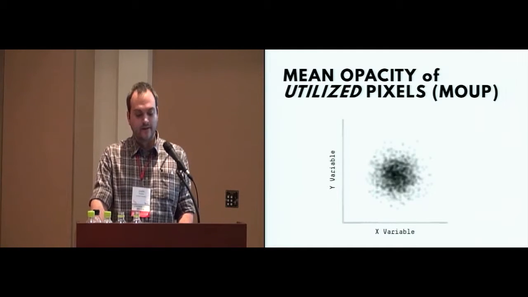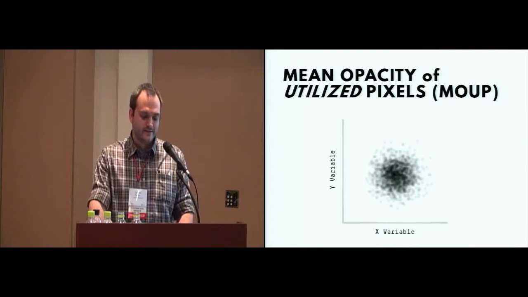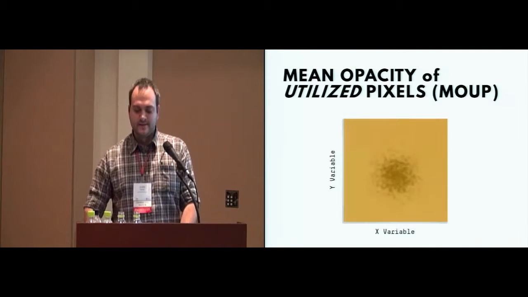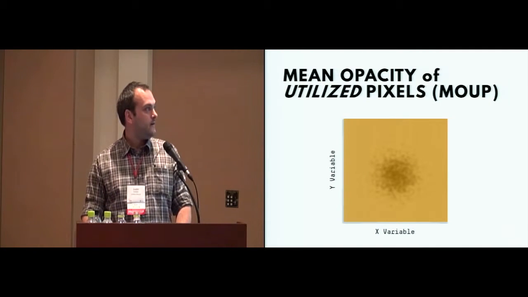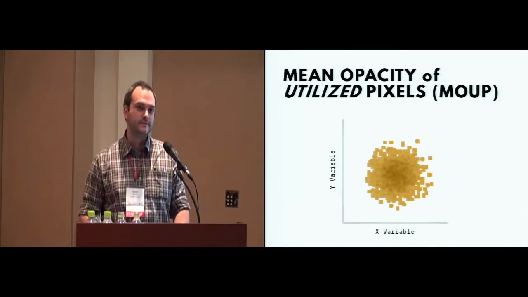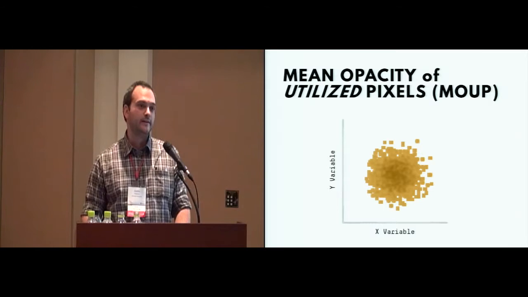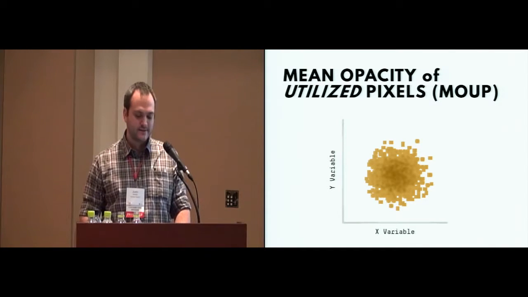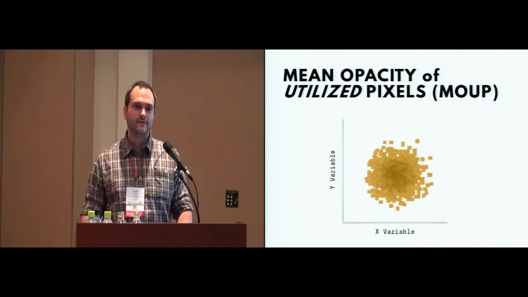But then we looked at something which we called the mean opacity of utilized pixels, or MOUP. So basically, rather than looking at all pixels or the entire area of the chart, we only look at those pixels which actually had data plotted on them, so those orange points there, and then we calculate the average resulting opacity of those pixels on the chart.